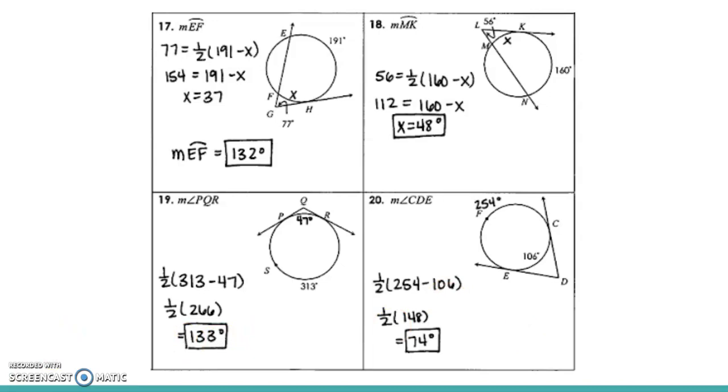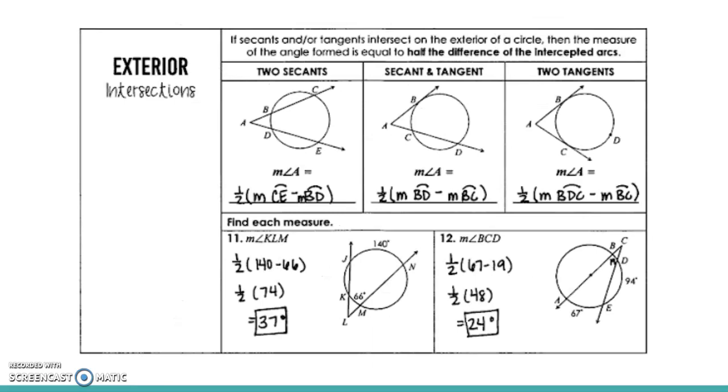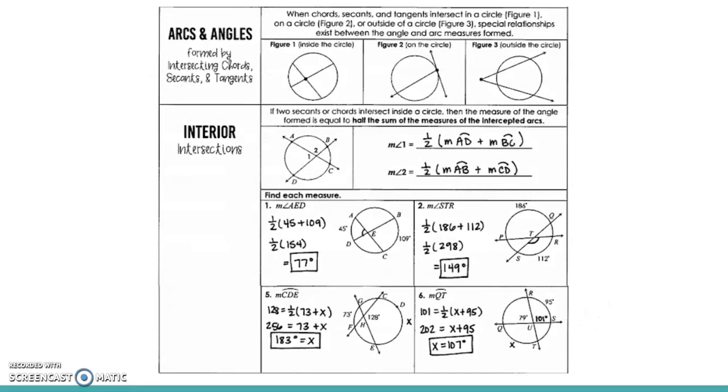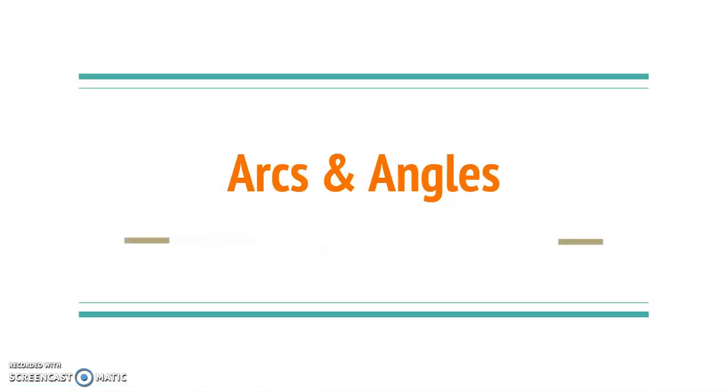So those were our examples with our exterior intersections. Again, with exterior intersections, we are subtracting those arc measures and cutting it in half to find our angle. When we have our intersection on the circle, we just need to cut that arc measure in half. And then for our intersections inside the circle, we're adding those arc measures together before cutting it in half. So if we can remember those, we'll be able to find those arc and angle measures inside our circle.